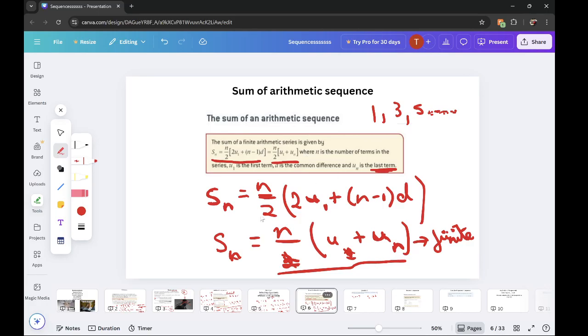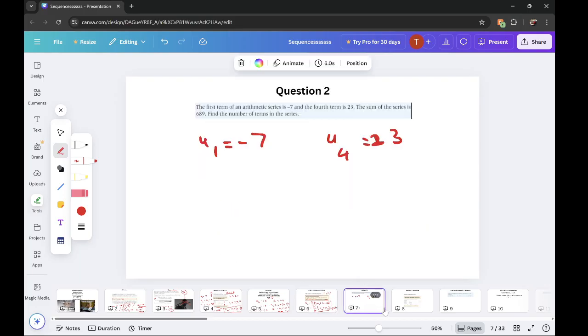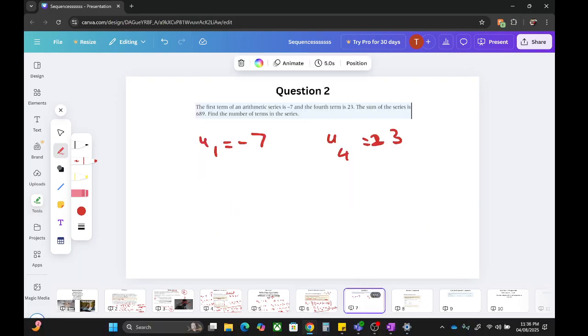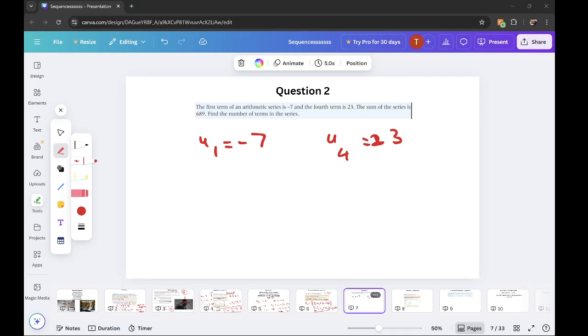The other formula, on the other hand, is the most common and preferred method. But if you cannot use it for any reason, because let's say the question is such that you cannot find what your common difference is, then you would be forced to use this one. Now let's go into this question that we were doing earlier. Sorry about that, once again. So let's go through this question.